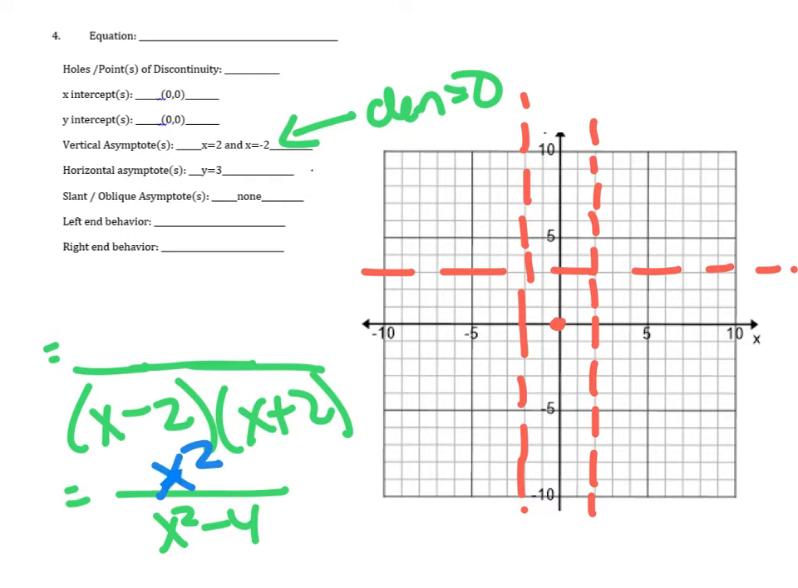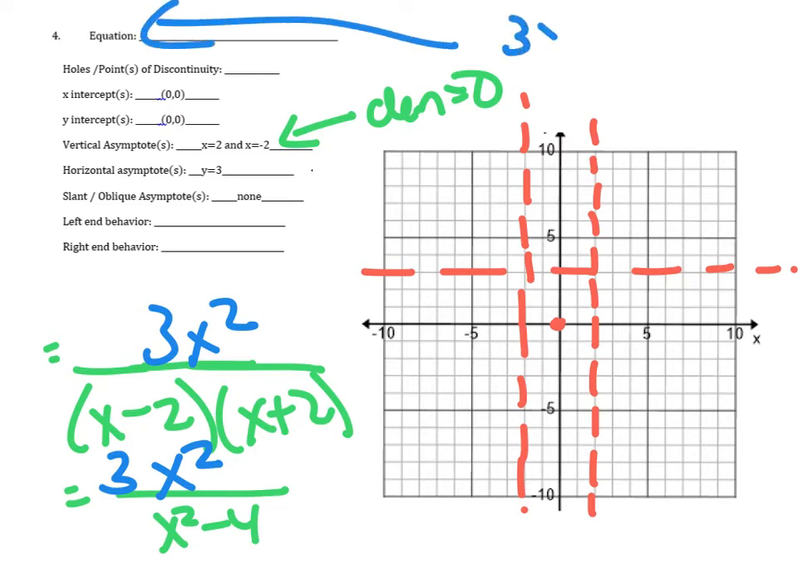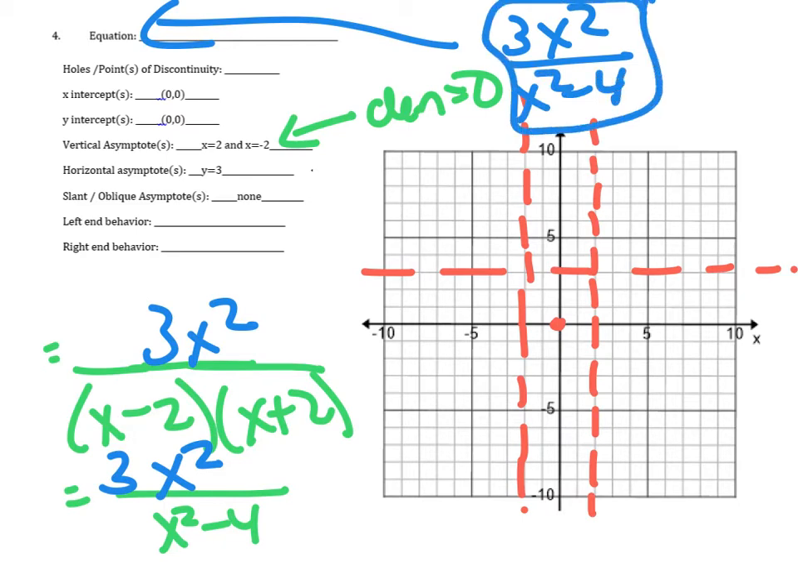And you can kind of double check. As long as I have any number up here, setting this equal to 0 will get me my intercept at 0 for this. So for my x squared, I just need to have a 3 in the front. And so my equation is just 3x squared over x squared minus 4. I don't care whether you leave it in this form or in the factored form for that.